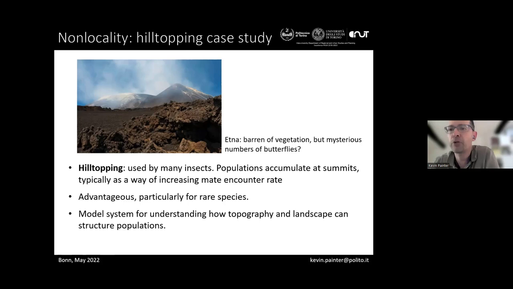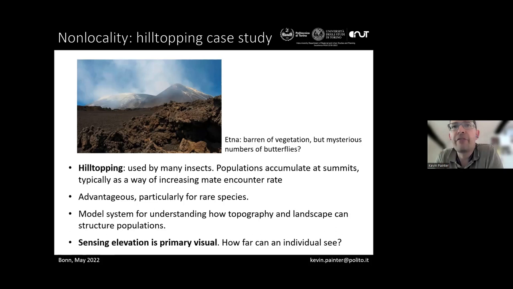But sensing the elevation is primarily a visual thing. You don't just look down, you have some visual range that allows you to see over some region. So if you're looking around, you may not just move up the local gradient, you will try to find the highest peak in your immediate vicinity. And that then leads to the question of how far an individual can actually see.